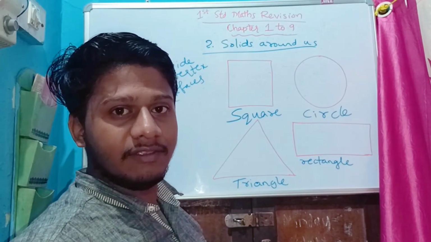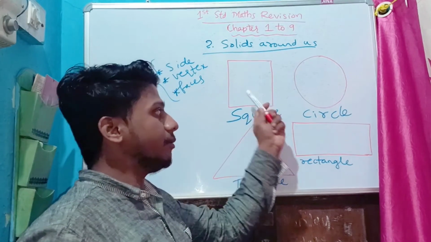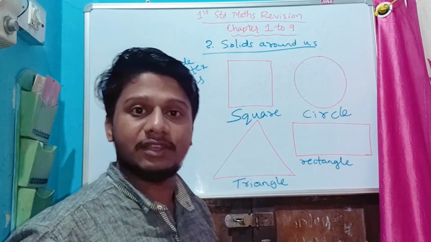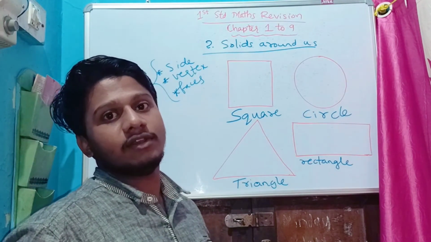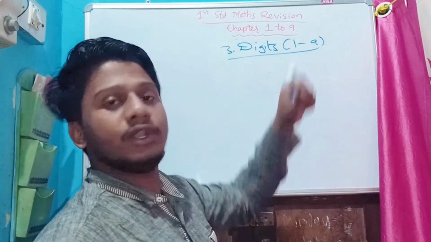Clear with this, kids? This is only a brief revision for you. You should remember the shape names and their properties. For the properties you can go and watch my complete video of the second chapter. Okay kids? Third chapter, that is digits 1 to 9.